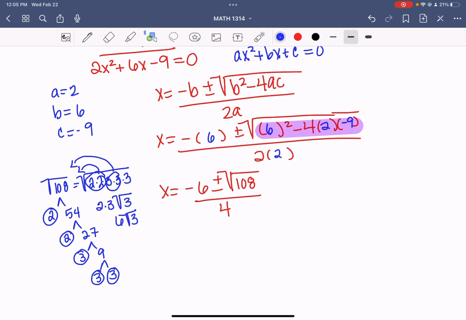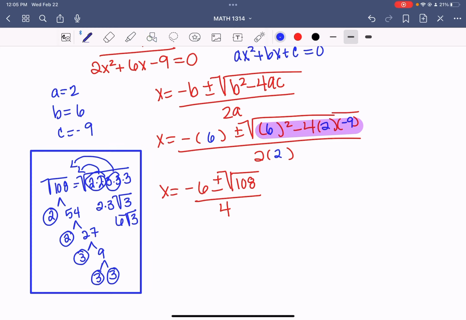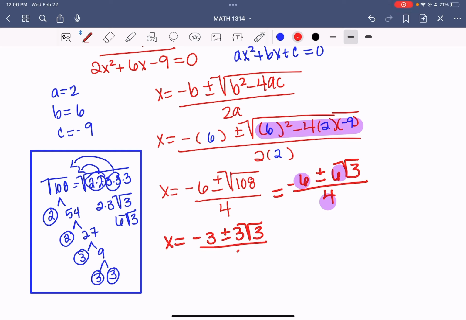The reason I did all this over here is so I could reduce that radical. This gives me negative 6 plus or minus 6 square roots of 3 over 4. Now I can't divide underneath that radical, but I can look at these pieces and reduce them. They'll all divide by 2, so x equals negative 3 plus or minus 3 square roots of 3 over 2. This is an exact answer. I did not want a decimal number. I wanted an exact answer of what x is equal to.